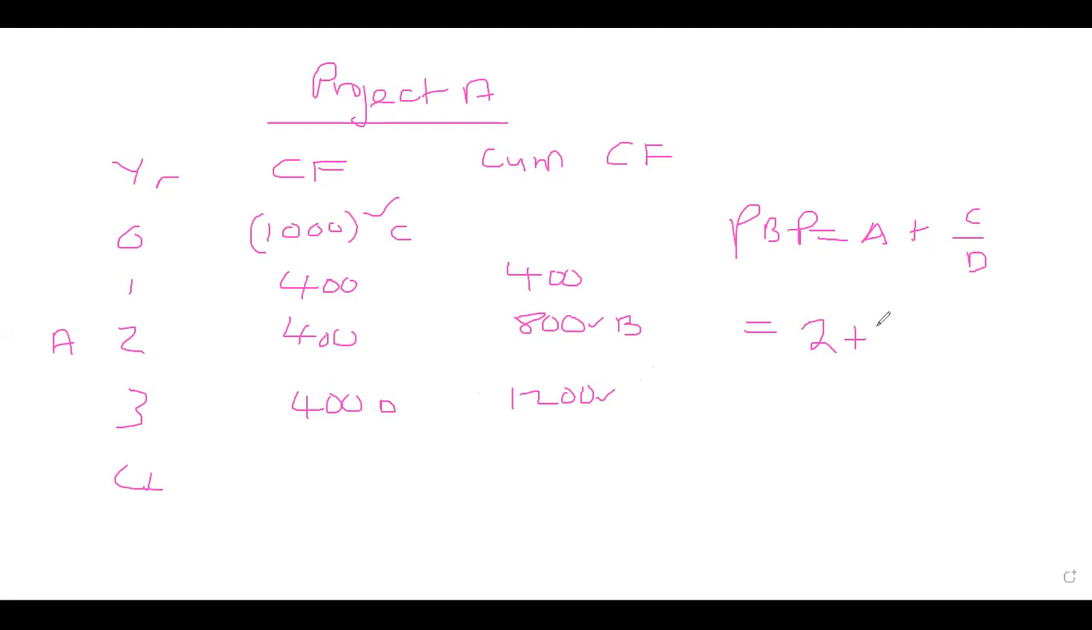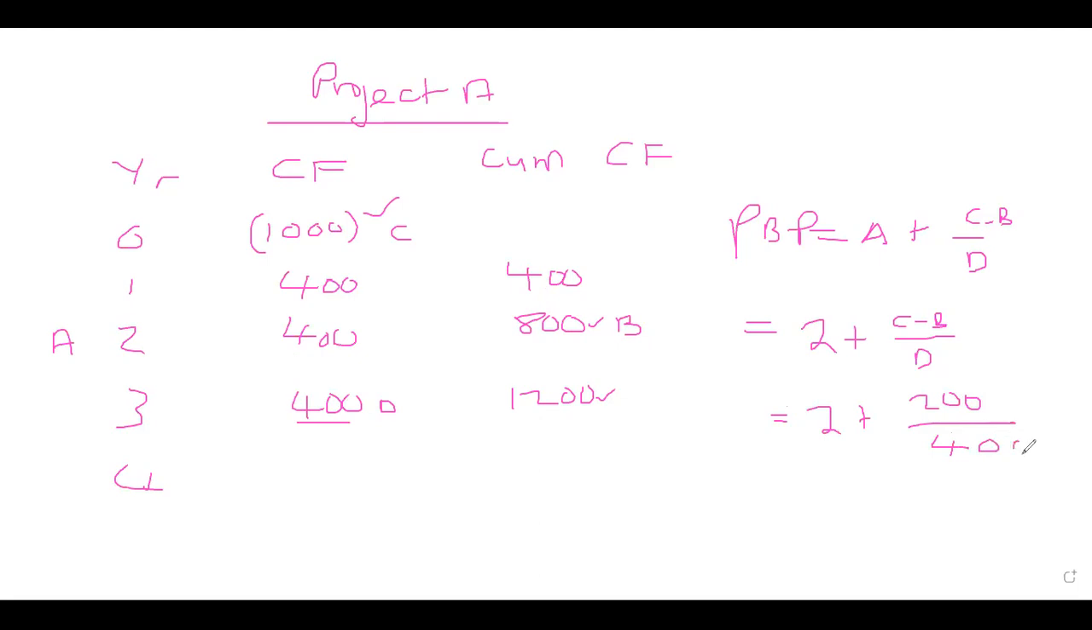So the difference between C minus D is the amount that we are remaining with to meet our initial cash outflow. So 1,000 minus 800 is 200. So here we're going to put 200 over the actual cash outflow in the next cash flow period. So we have a 400 here.